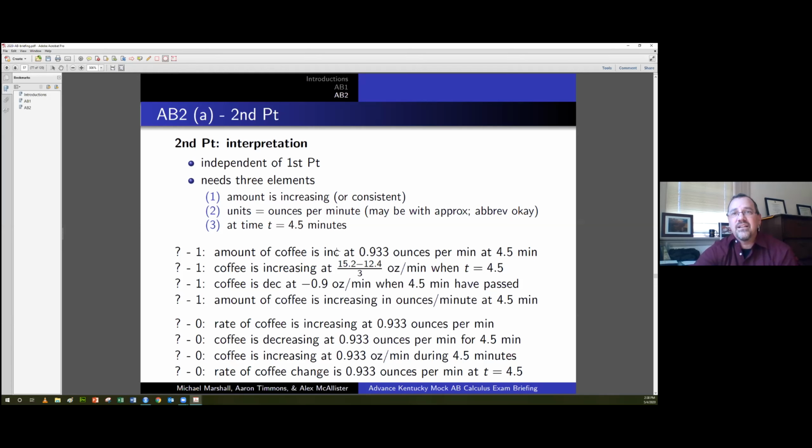We actually see a suggestion of an average rate of change sitting here with this "during." So since they're referencing average rate of change rather than instantaneous, they will not be allowed to earn that second point. And then let's see what's going on. Oh, this is another rate of coffee changing. So these are things that would not allow the student to earn that second point. They've misinterpreted the meaning of C prime of 4.5.